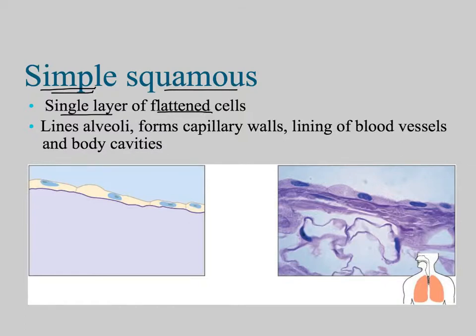They have been squashed. Simple squamous tissues line the alveoli in your lungs. They form the capillary walls. They are the lining of blood vessels and other body cavities. So this diagram is from the Hole's Essential Anatomy textbook. So if you have that textbook, these will look familiar.